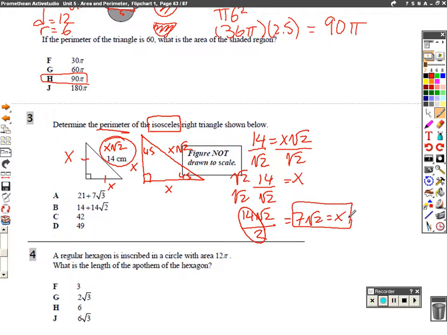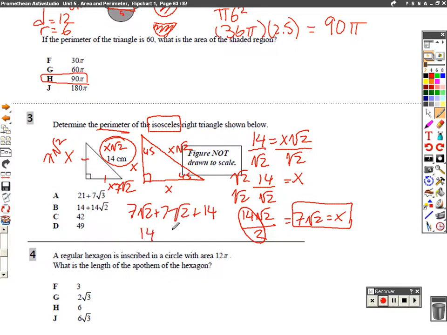All right, so 7 root 2 is x. This side is 7 root 2. This side is 7 root 2. And if I add them all up, 7 root 2 plus 7 root 2 plus this last side, which they already told me was 14.